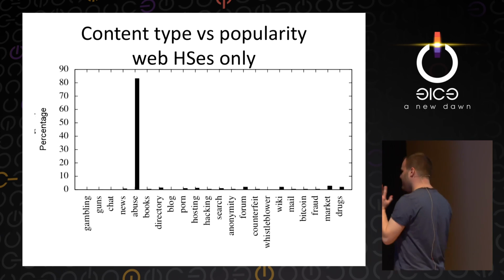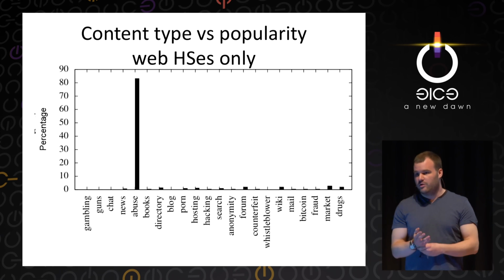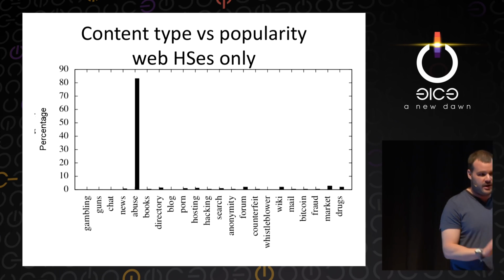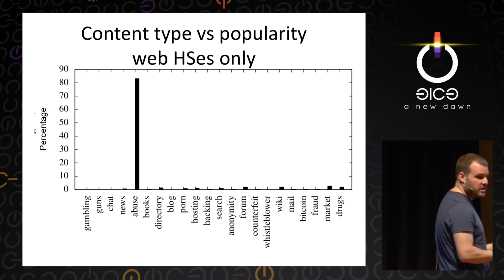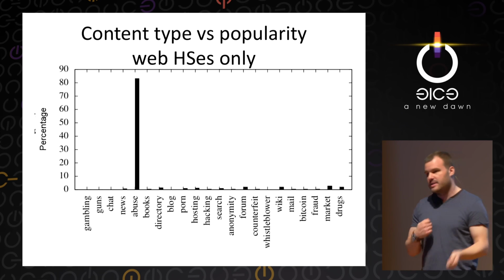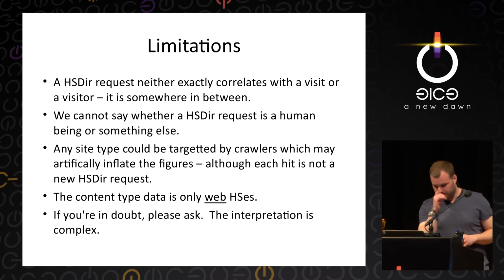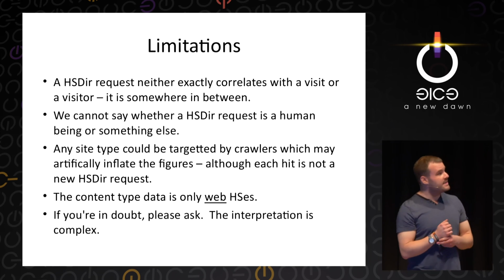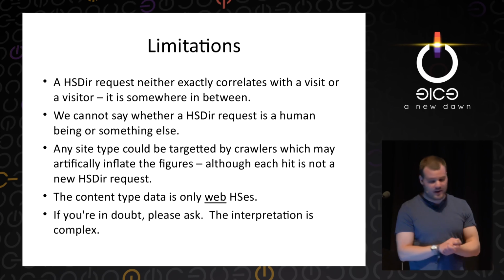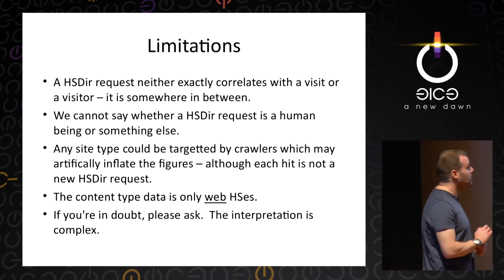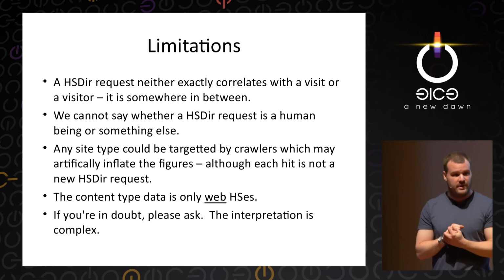Now, what proportion of these are people, and which proportion of them are something else? Well, the answer to that is we just simply don't know. We've got directory requests. That doesn't tell us what they're doing on these sites, what they're fetching, or who indeed they are, or what they are. So these could be automated requests. They could be human beings. We can't distinguish between those two things. So what are the limitations? Well, a hidden service directory request neither exactly correlates to a visit or a visitor. It's probably somewhere in between, so we can't say whether it's exactly one or the other. We cannot say whether a hidden service directory request is a person or something automated.